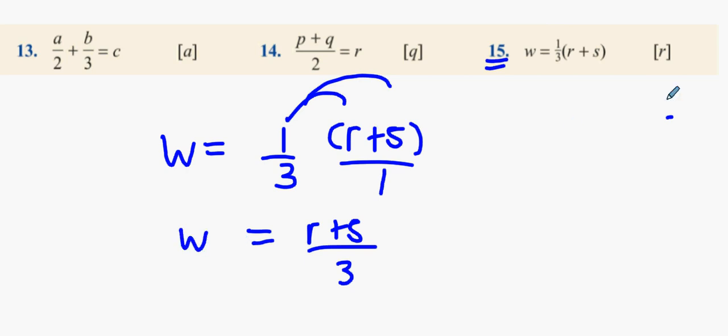Who's the star of the show? R. Do we like fractions? No. Let's get rid of the fractions. 3 top, 3 on the bottom. What happens then? The 3's are gone. What is affecting R from being on its own? So just bring the S over to your side and what happens?